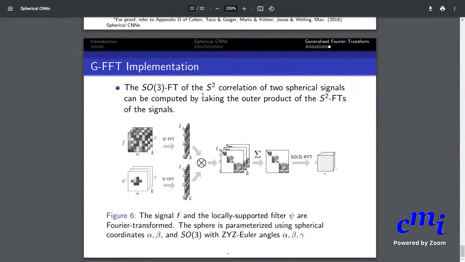What we can do is take the S2 fast Fourier transformation of that particular image, and the S2 discrete Fourier transformation for our kernel. Whatever representation we get in this Fourier space, we can take their outer product, and that will be exactly the same as the SO3 Fourier transform. So in this step, we are taking the SO3 Fourier transformation and simply representing it using the S2 correlation and this outer product. Yeah, so that's what we want to do.